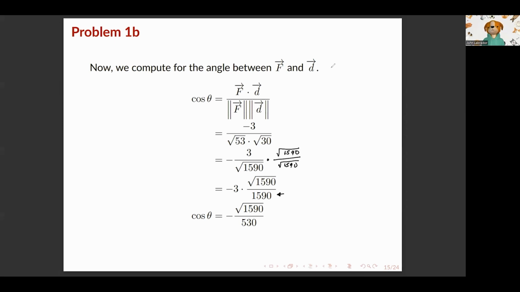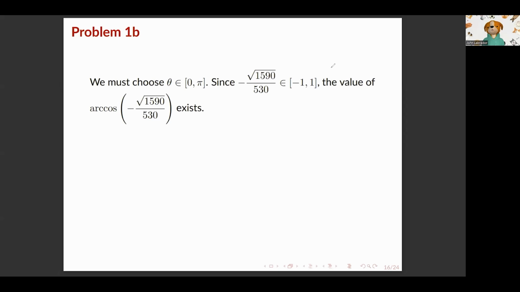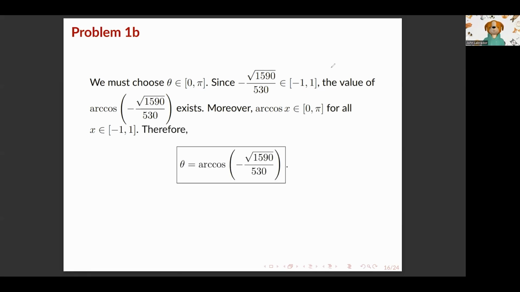So this is just the cosine of theta, but we are asked to find theta, which is inclusive of 0 to pi. Since negative square root of 1590 all over 530 is in between negative 1 and 1, the value of the arc cosine of this value exists. Moreover, the range of the arc cosine of x is in between 0 to pi for all x in between negative 1 and 1. Therefore, theta is equal to the arc cosine of negative square root of 1590 all over 530.